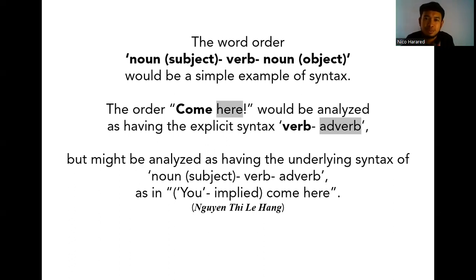Why do you say so? Because take a look at this. "Come" explicitly in syntax is a verb. And here, "here" is identified as an adverb. But it might be analyzed as having an underlying syntax of noun, verb, and adverb. As you can see from this one, "you come here". So when there's the phrase "come here", it means that "you come here". The "you" is implied, according to Nguyen Thi Lang Han.